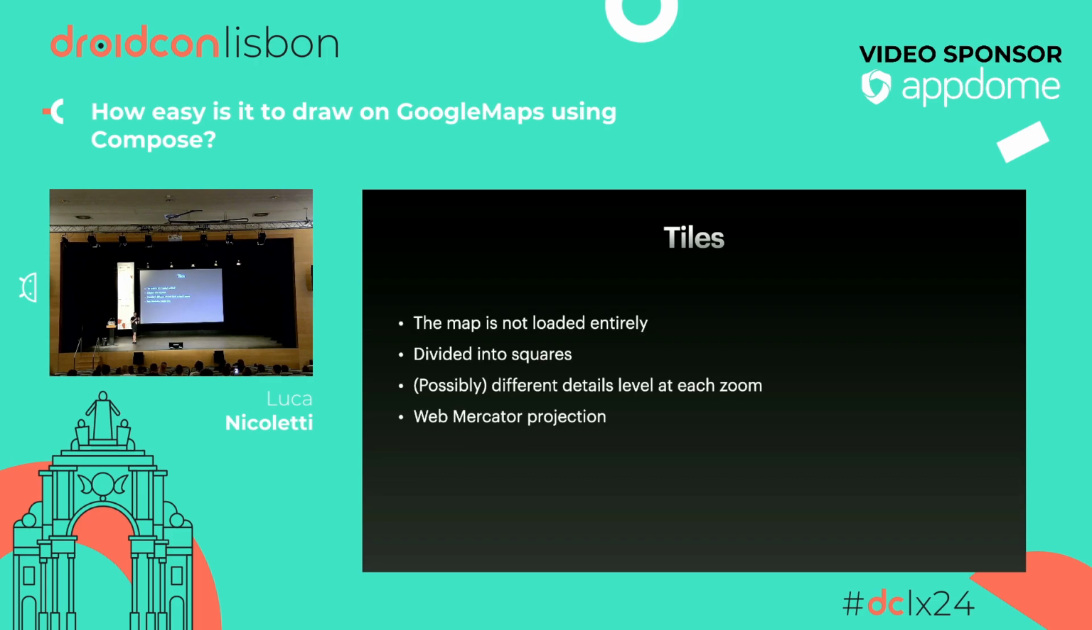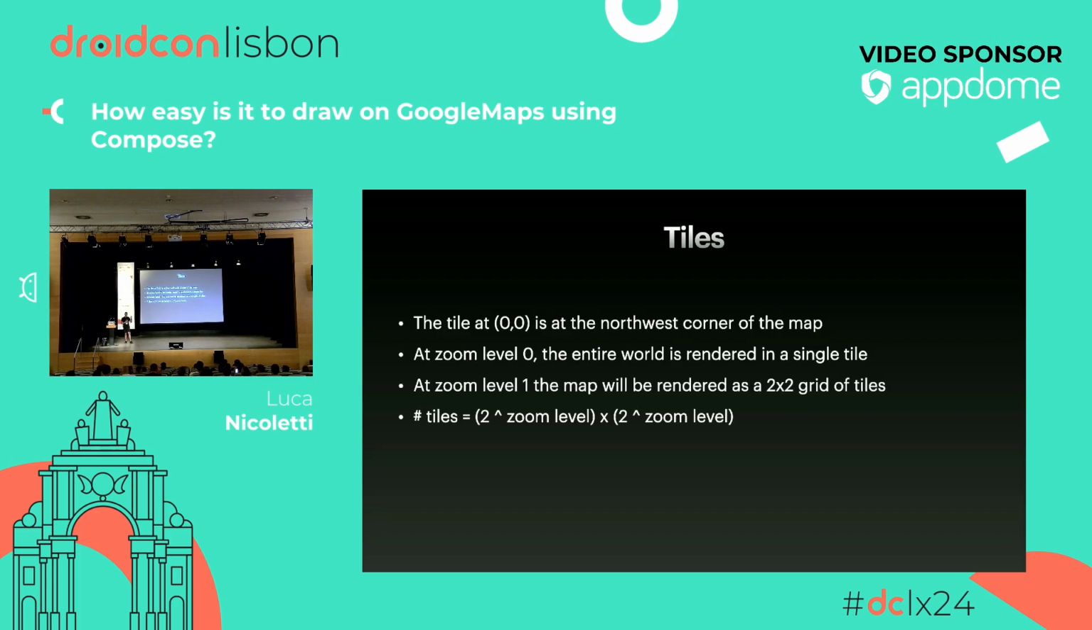So we receive 3 parameters. Those 3 parameters are X, Y, and the zoom level. The map is divided into squares, and we can possibly have different detail levels for each zoom level. And it uses the Web Mercator projection, which is how to project the sphere on a 2D plane. It's been a standard since forever. That's what Google Maps and all the other APIs use.